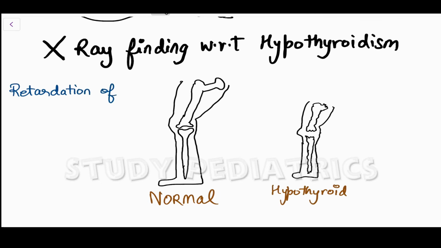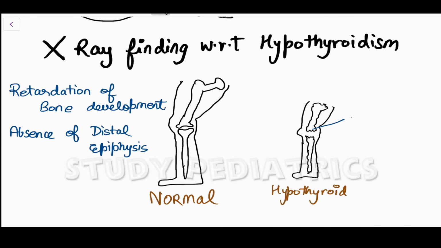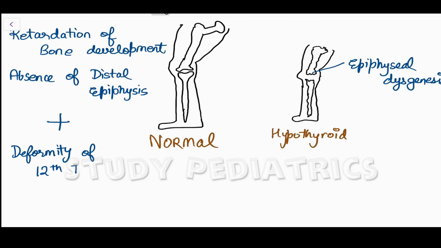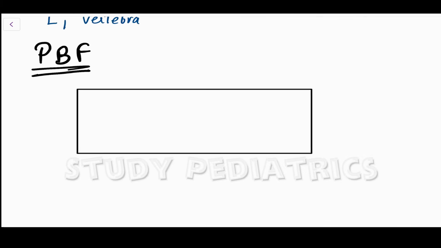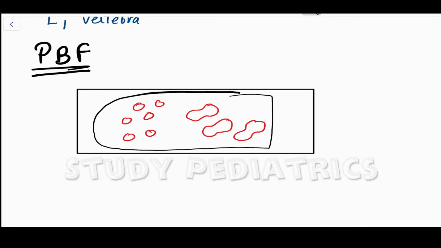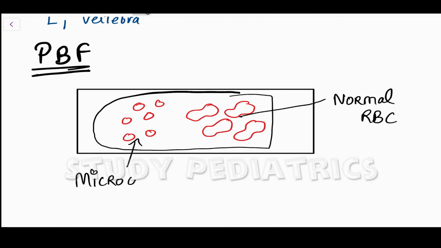Here you can see retardation of bone development, absence of distal epiphysis, epiphyseal dysgenesis and also deformity of the 12th thoracic vertebra or lumbar 1 or 2 vertebras. If a PBF or peripheral blood film is ordered, then we see a picture of microcytic anemia.